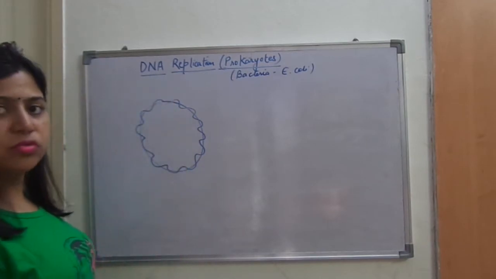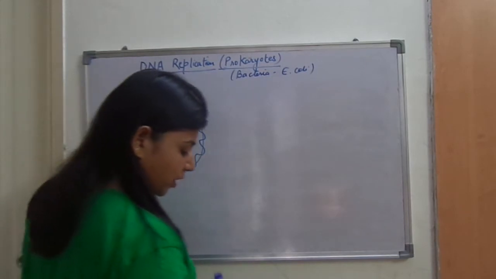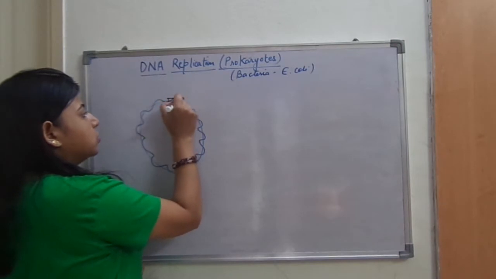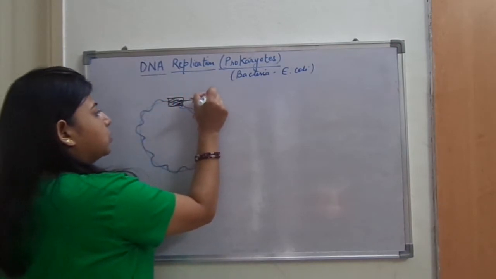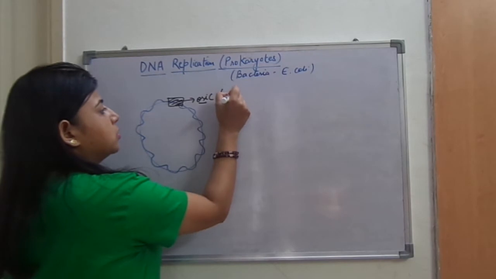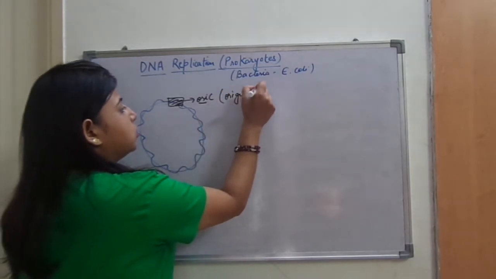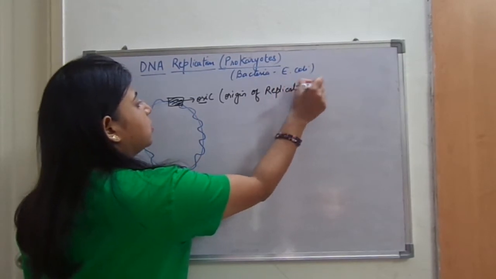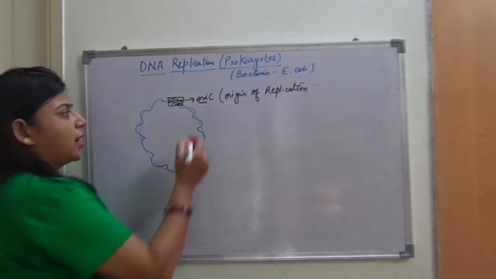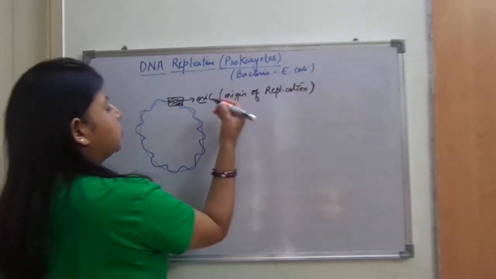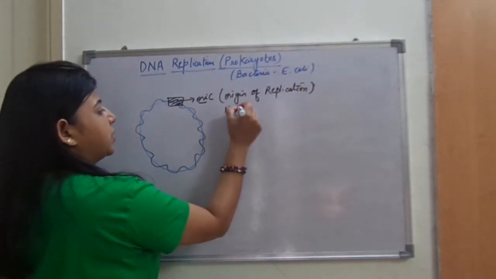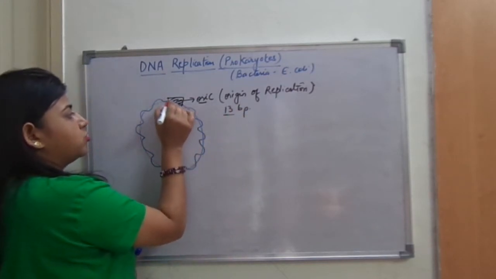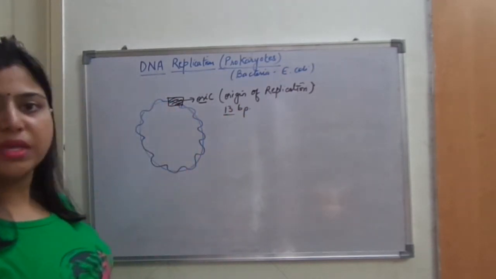So it is a double-stranded chromosome, and somewhere it has a position which is known as ORI-C. ORI means origin. This ORI-C is the origin of replication in case of prokaryotes. This ORI-C location has certain base pairs which are 13 base pairs in length, and it has a stretch of repeats of these 13 base pairs.